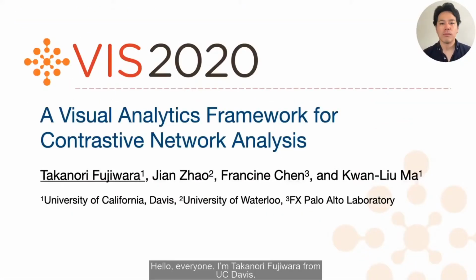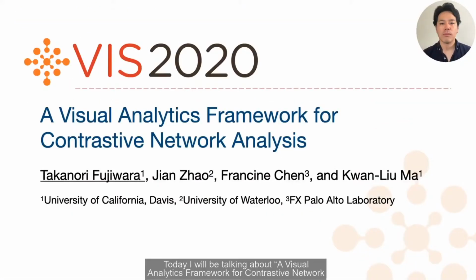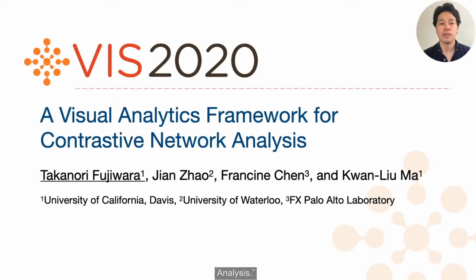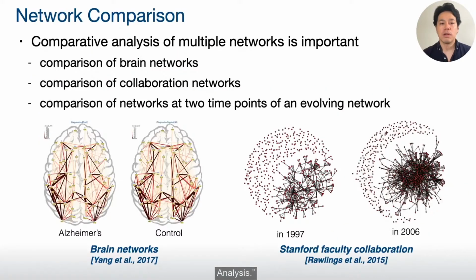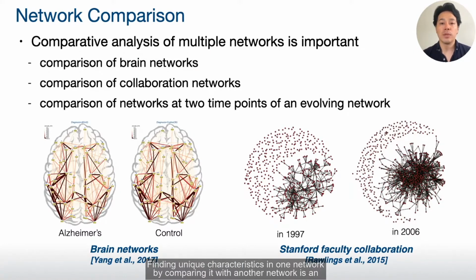Hello everyone, I'm Takanori Fujiwara from UC Davis. Today I will be talking about a visual analytics framework for contrastive network analysis. Finding unique characteristics in one network by comparing it with another network is an important analysis task. For example, by comparing Alzheimer's disease and healthy brain networks, we can understand their functional connectivity differences.